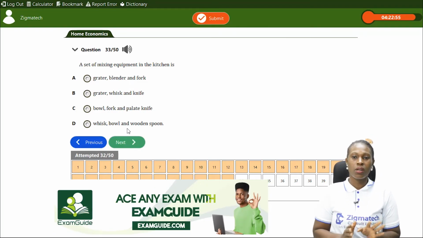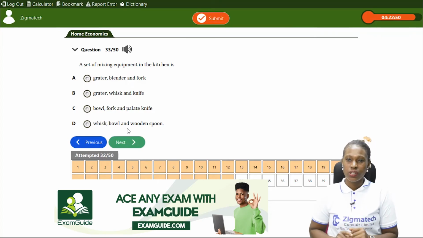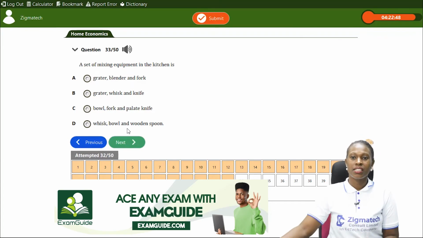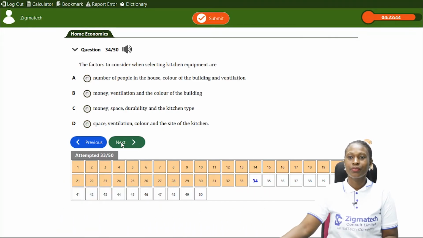So a set of mixing equipment in the kitchen is what? We have the whisk, bowl and wooden spoon. That is the correct answer, D. Let's look at the next one.